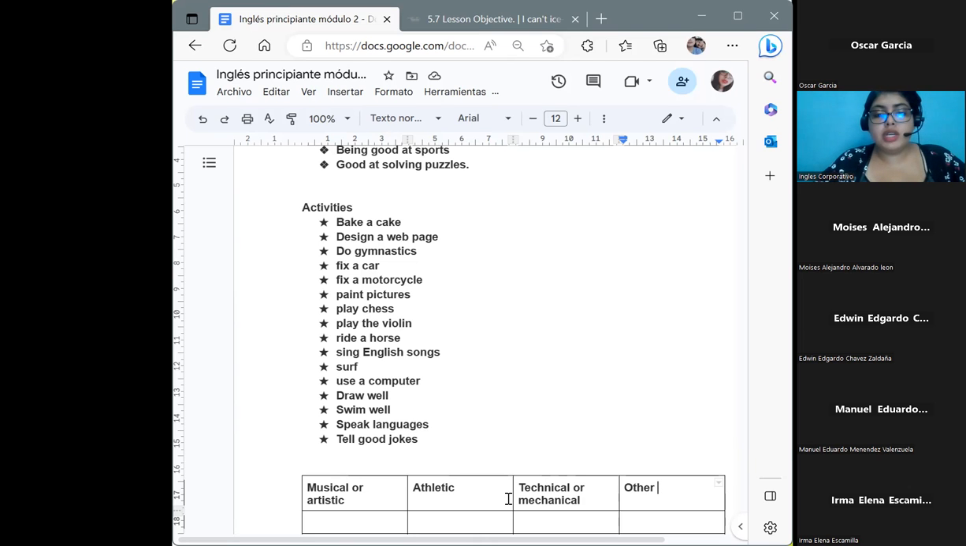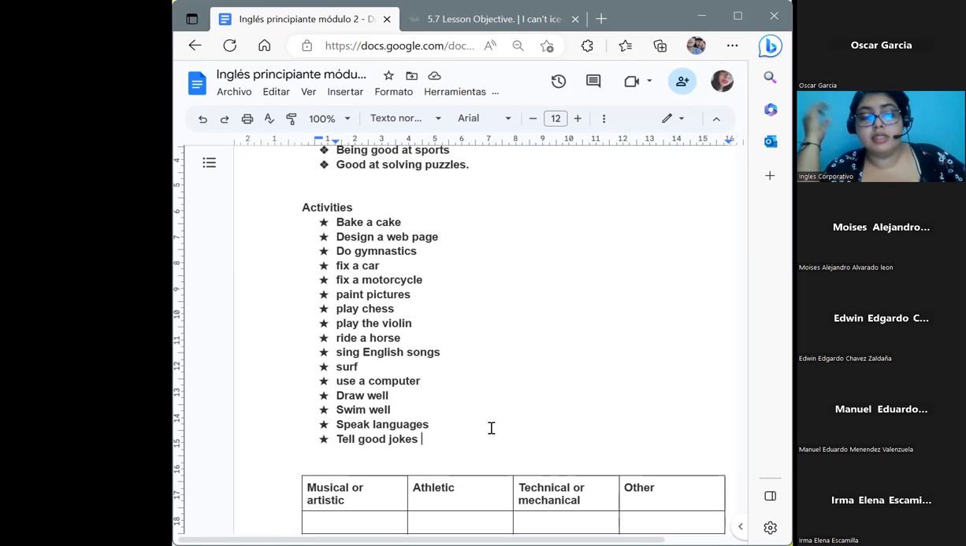Entonces, I'm going to give you 5 minutes, 5 minutos para que ustedes piensen en dónde entra cada una de esas actividades. Tenemos bake a cake, que es hornear un pastel. Design a web page, que es hacer una página web o diseñar una página web. Do gymnastics, que es hacer gimnasia. Fix a car, arreglar un carro. Fix a motorcycle, arreglar una motocicleta. Paint pictures, pintar o elaborar cuadros, ¿verdad?